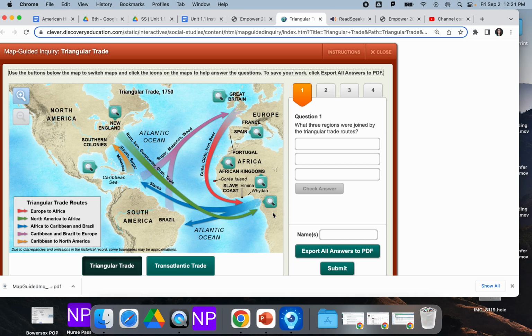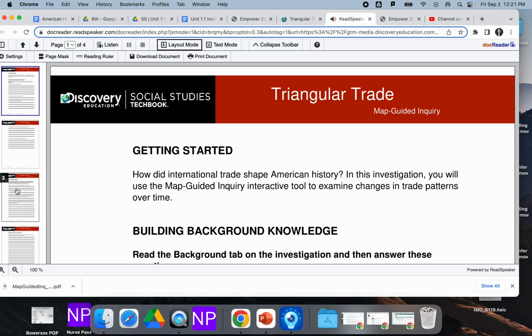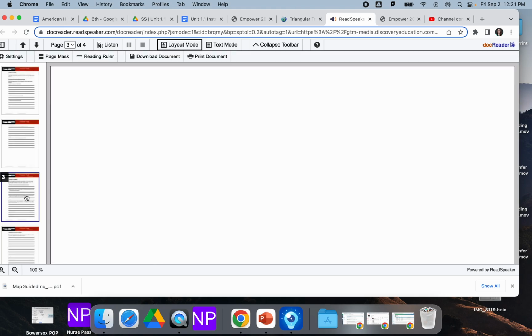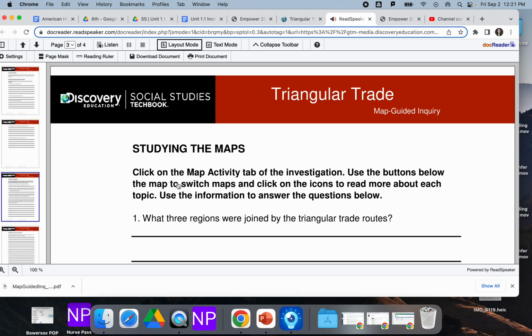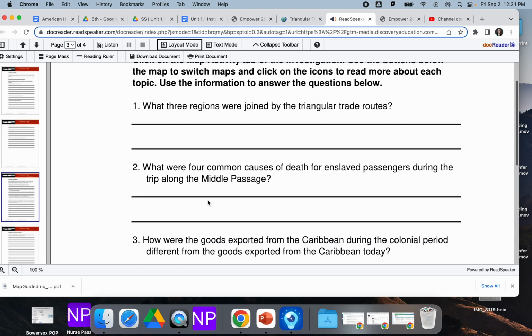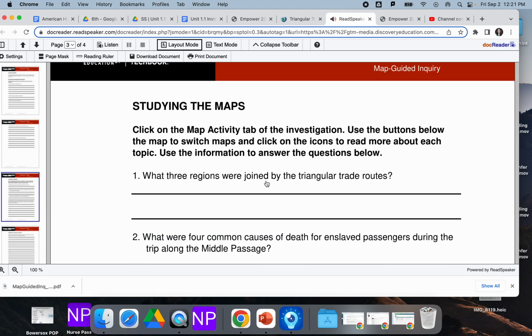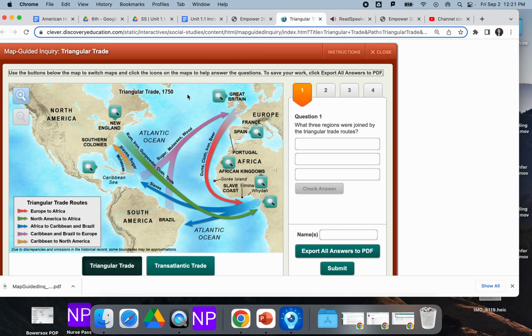Now, here's how you use the map activity. You're not going to write your answers here. Instead, you're going to write your answers starting on the 3rd page of your document, okay? So looking at the maps, you're going to answer these questions.